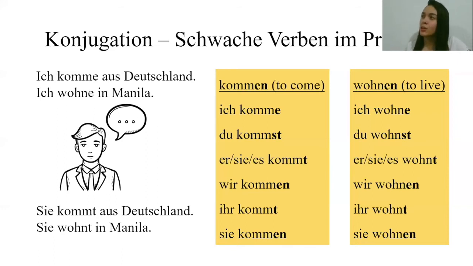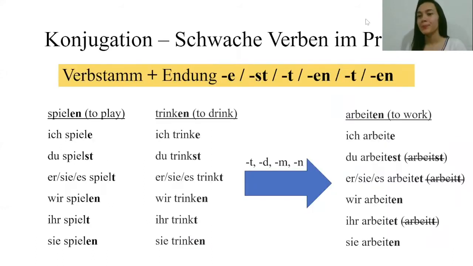The question is, do we have to memorize every conjugation of every verb? And the answer is no, because for the weak verbs, there's a rule that will help you to conjugate those. And this is what we are going to talk about now. So when we look at the conjugation of the weak verbs, we will see similarities. For that, we will take a look at the conjugation of the verbs spielen, to play, and trinken, to drink. Let's read it together.